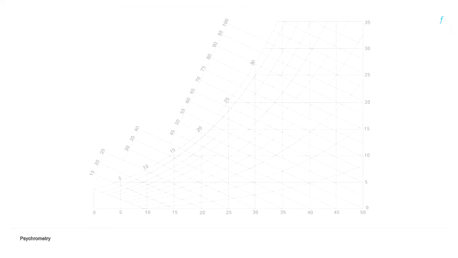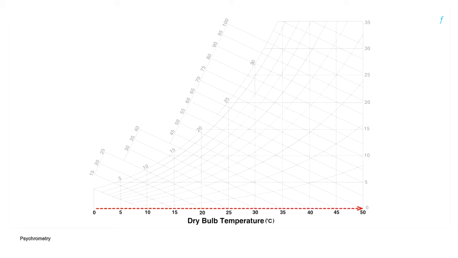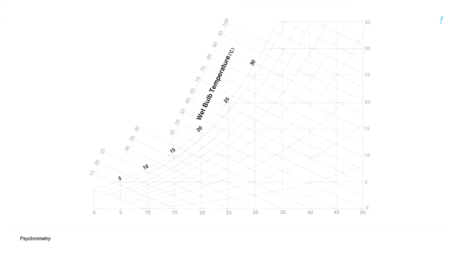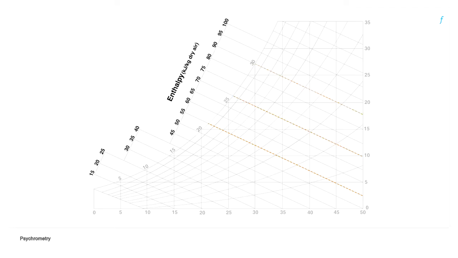Psychrometry is the study of moist air, and psychrometric charts are the tools used to study them. Let's have a look at the elements of this chart and use them as a reference to understand evaporative cooling. Dry bulb temperature is represented on the x-axis and increases as we move from left to right. Wet bulb temperature lines are inclined and straight. They increase from left to right along the highlighted curve. Enthalpy lines are also inclined and straight and increase in the direction of the highlighted curve.